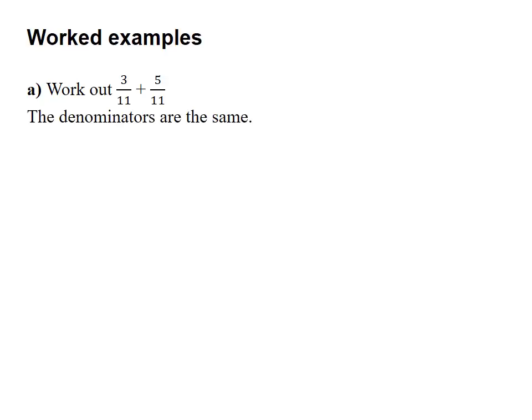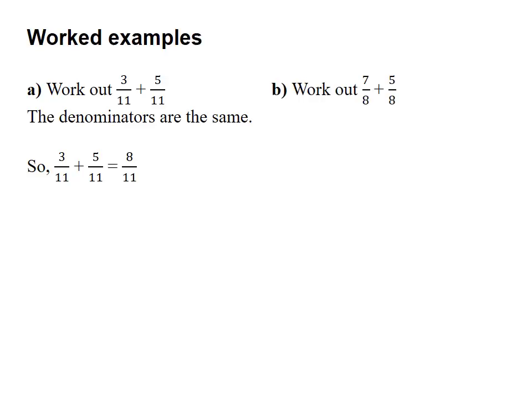So here's some examples. First one, the denominators are the same. It's 3/11ths add 5/11ths. So that's very easy. Because they're the same, you can just add the numerators. 3 plus 5 is 8/11ths. So 3/11ths plus 5/11ths makes 8/11ths.